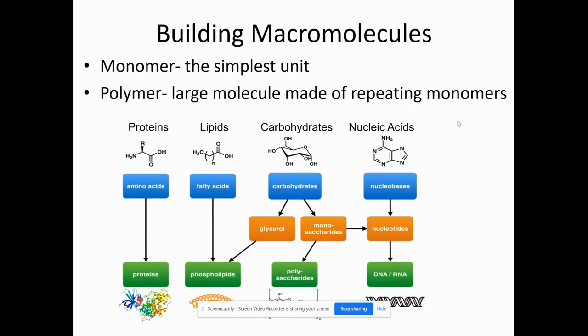Macromolecules are big, but we can break them down into what we call their monomer. Every one of these has a monomer, mono meaning one. It's the simplest unit of each macromolecule. For example, proteins are amino acids, lipids are fatty acids, and so on and so forth. You put a bunch of these together and you get what we call a polymer. Put a bunch of monomers together, you get a polymer.